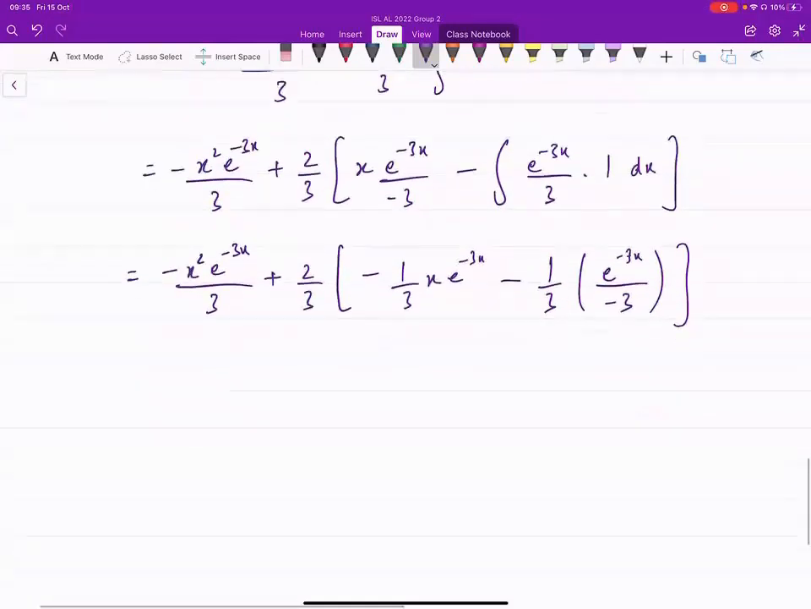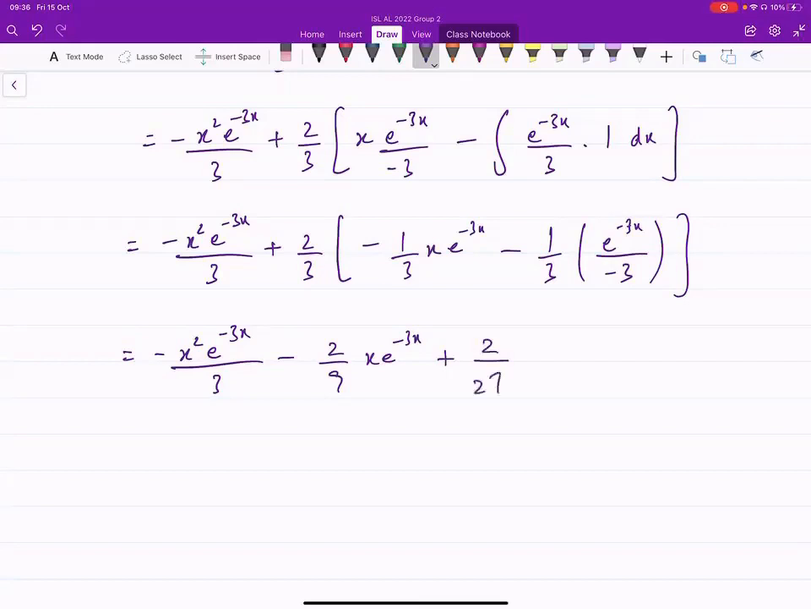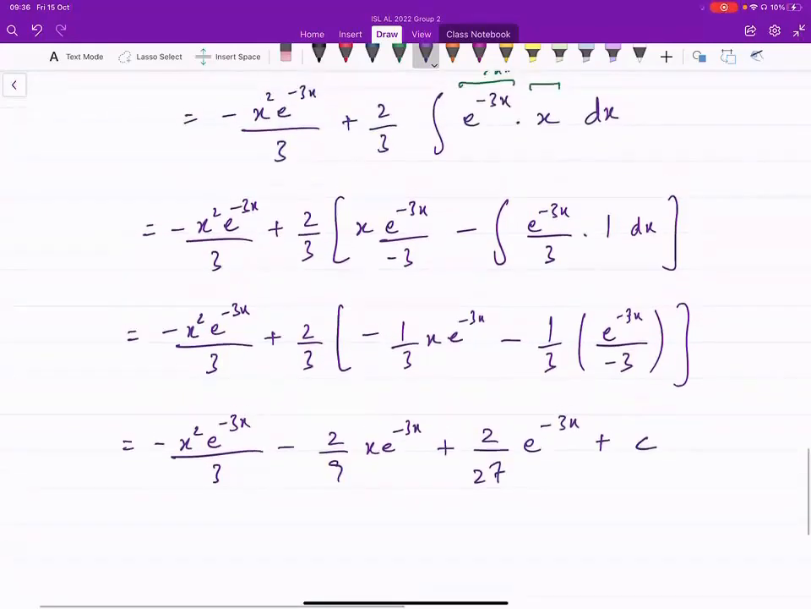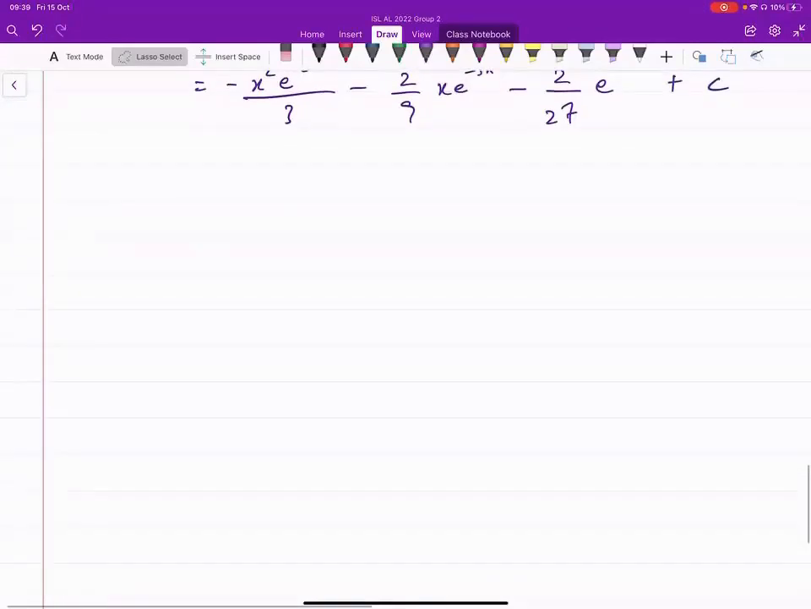Now we will simplify this. We will get -x square e raised to power -3x divided by 3 minus 2/9 x e raised to power -3x minus, in fact, plus 2/27 e raised to power -3x plus c. That is your integral. We will see this next time.